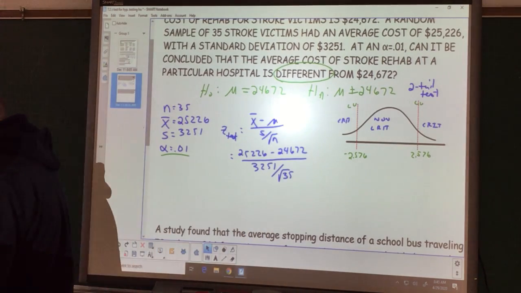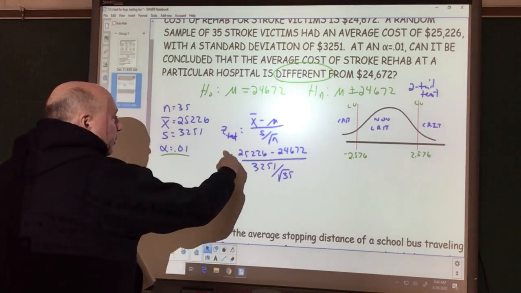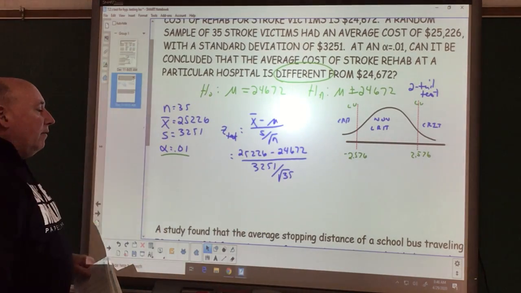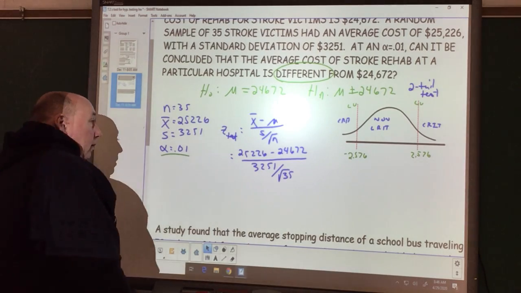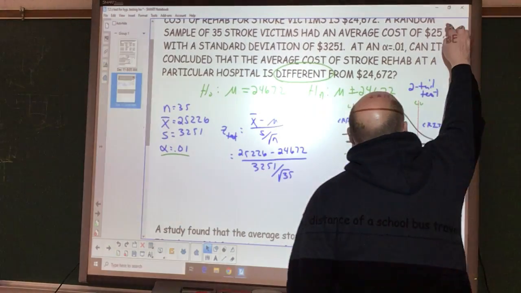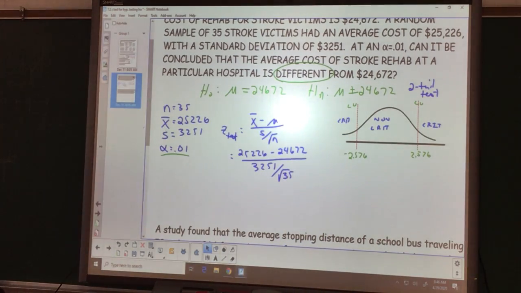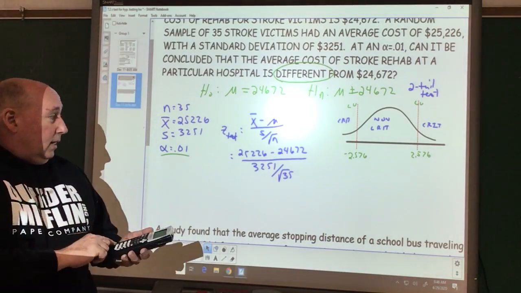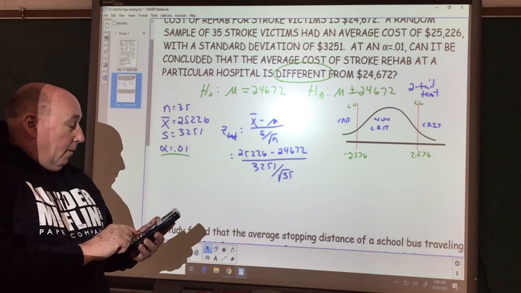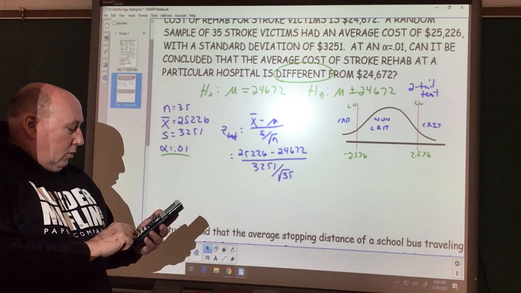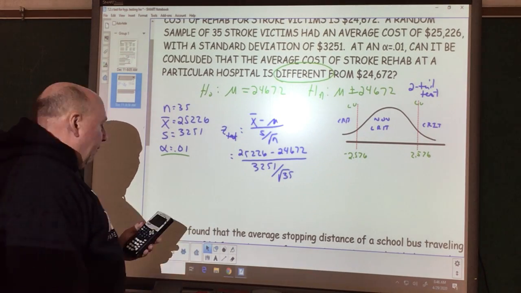Now typically what I will do is I will do the top, find the value, and then divide by the quantity on the bottom. So let me get my calculator out here. I won't be able to see my numbers. So I get 25,226 minus 24,672. Hit enter, we get 554.